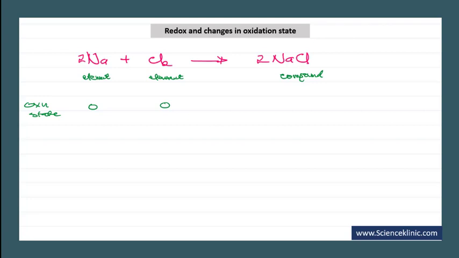But what about this sodium chloride compound? What is going to be its oxidation state? Before we can establish the oxidation state of sodium chloride as a compound, we need to look at the atoms or the ions that formed the sodium chloride. Remember, we can split this compound. We can write it as Na+ and Cl-.